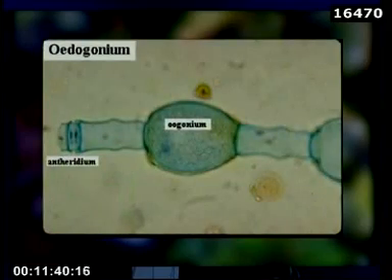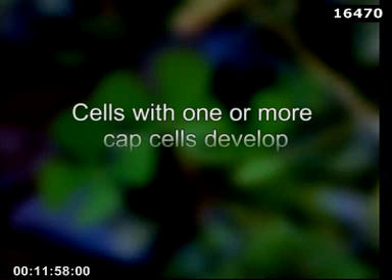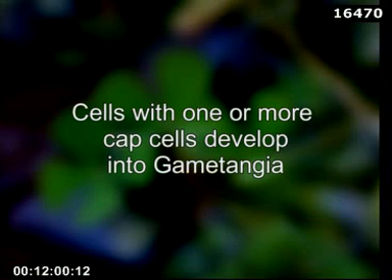Dear students, now we will discuss sexual reproduction. In Oedogonium, it is a distinctly advanced type of oogamy. Sexual reproduction in Oedogonium is by the formation of special reproductive organs, that is antheridia and oogonia. These antheridia and oogonia are developed from special cells of the filament. So not all the cells of the filament produce antheridia and oogonia, but certain specialized cells, usually having one or more cap cells at their apical ends, develop into the gametangia.